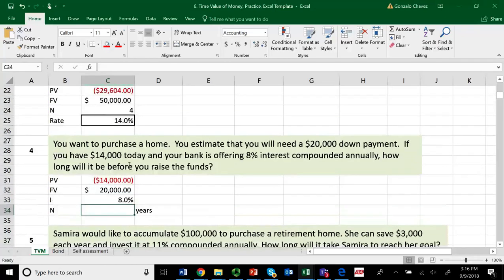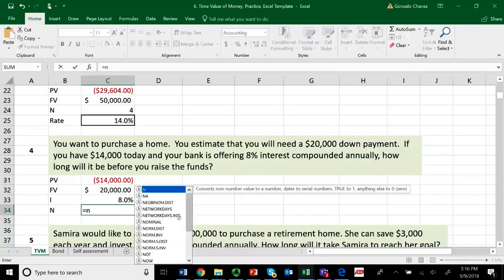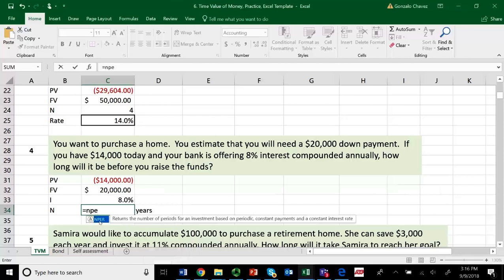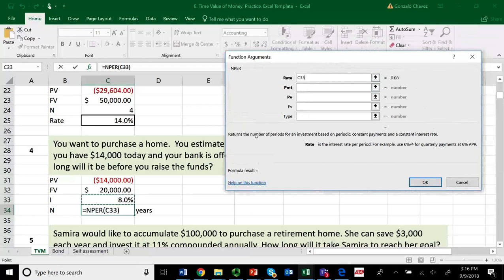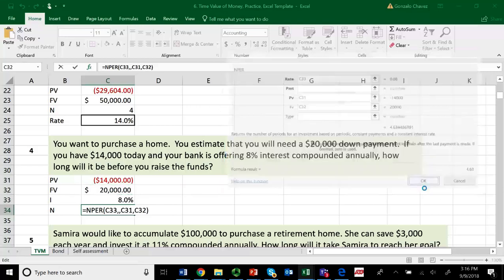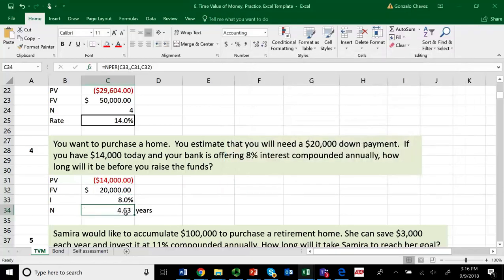Notice that while in the previous one the unknown was the rate, now the unknown is the number of periods. So we're just going through the motions of different types of problems. The function is number of periods, NPER. Double click, as before, FX, and now it wants a rate. The rate is 8%. No payments. Present value would be the 14. Future value would be $20,000. Leave that alone and press OK. So you have to wait around 4.63 years. That's the answer.